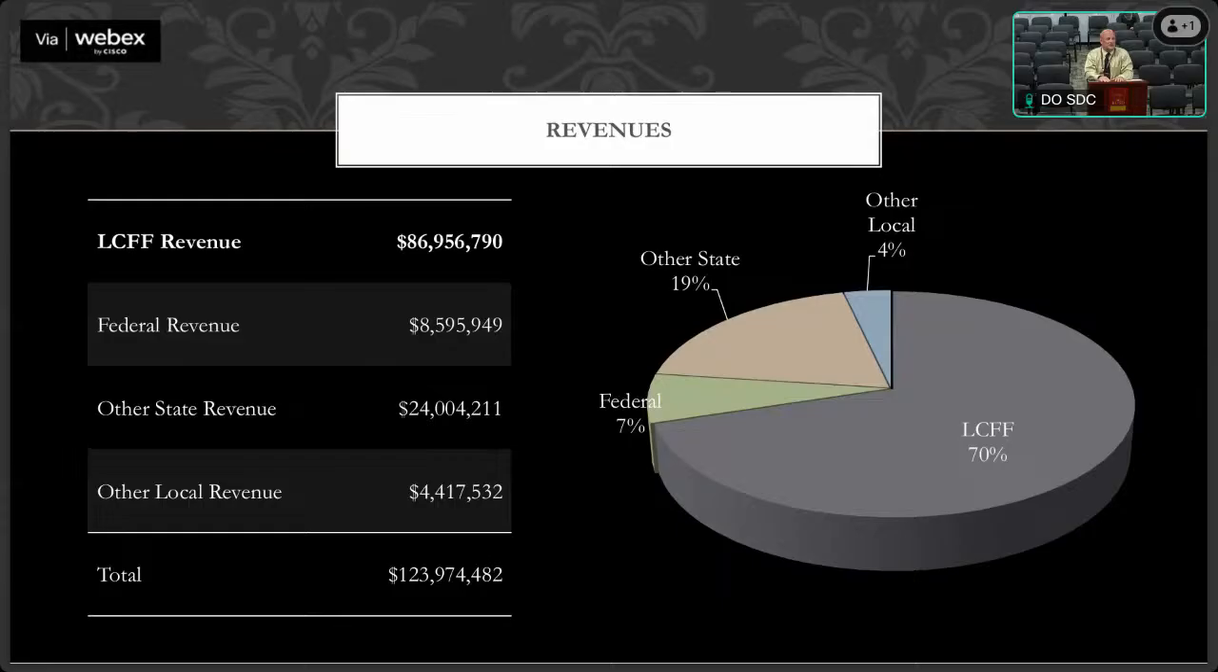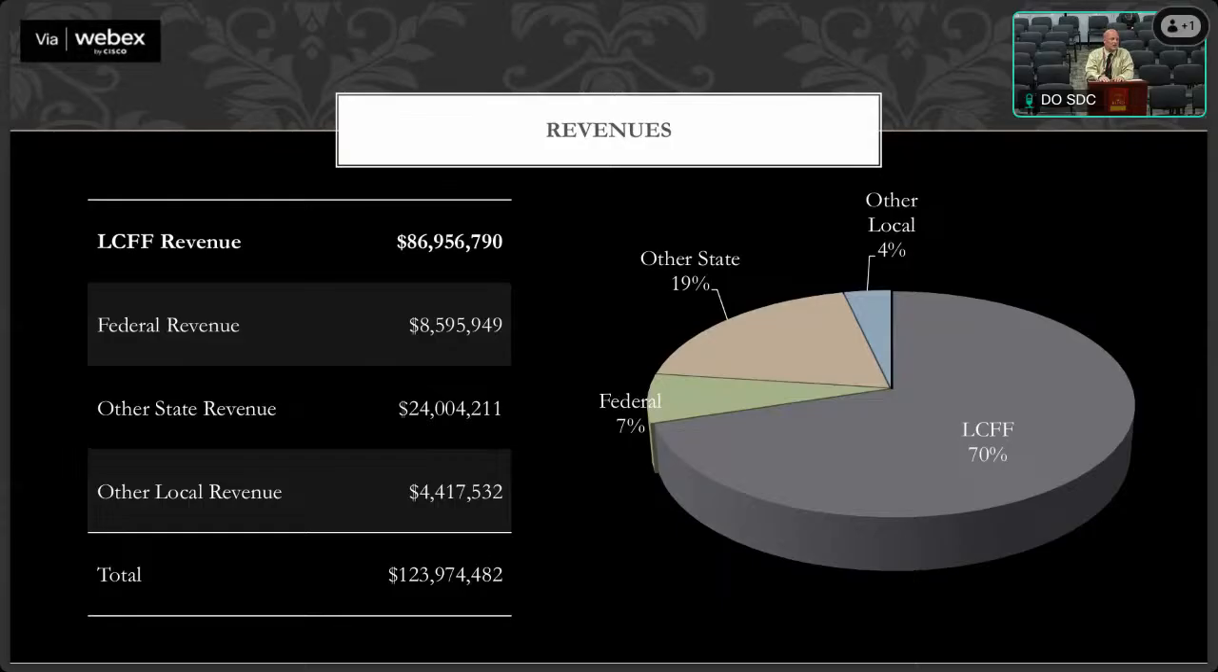So revenues for this year, we plug the numbers into our calculator and the local control funding formula revenue, we're looking at $86,956,790. It's a little increase from last year based on the ADA and the COLA that was tied to this. Our federal revenue, our state revenue, our local revenues are all about staying the same.